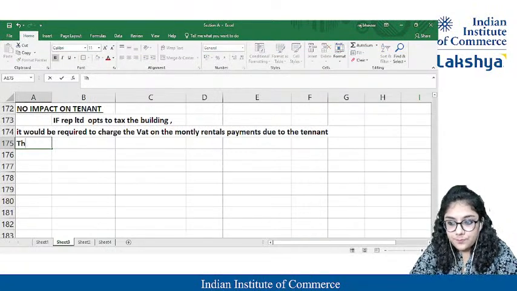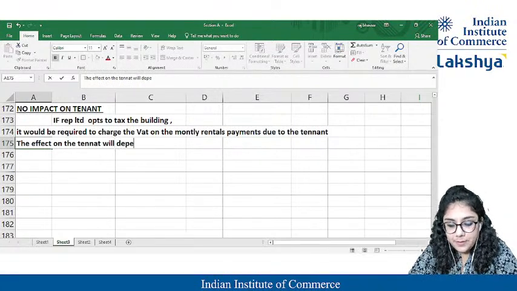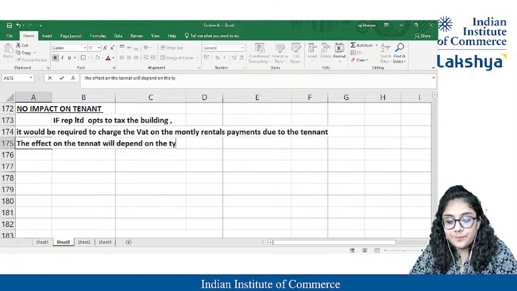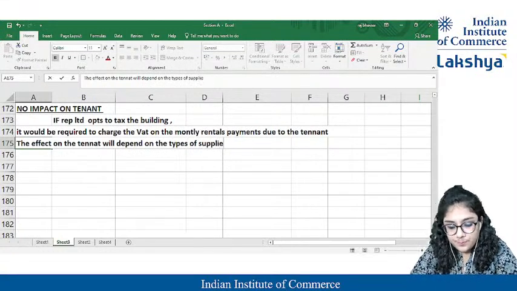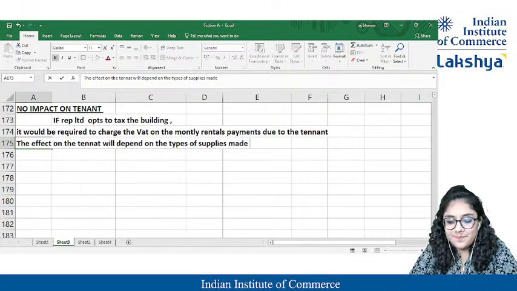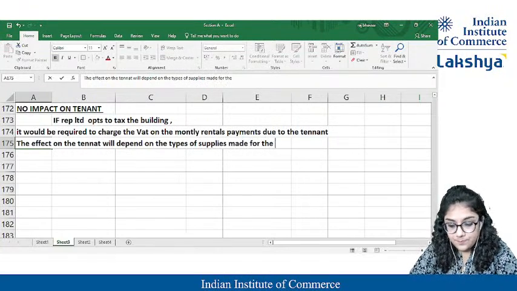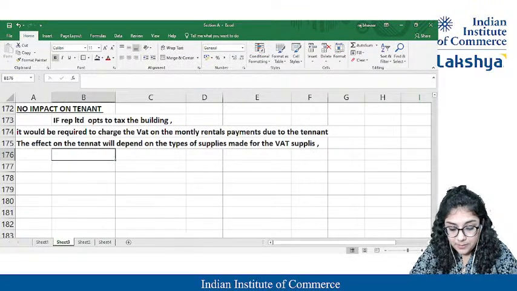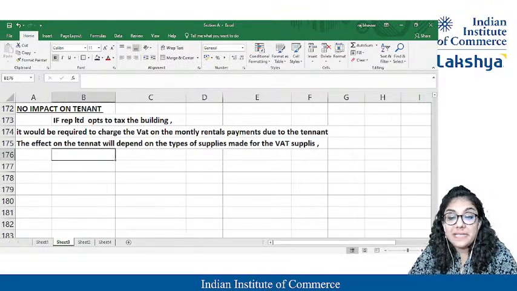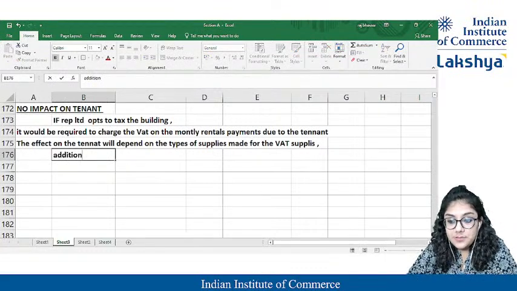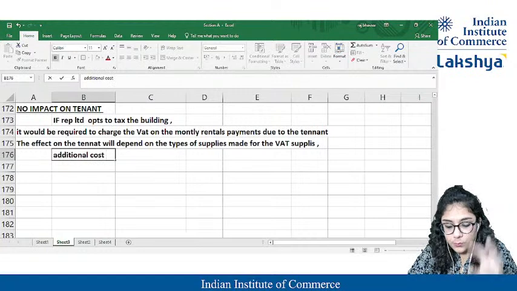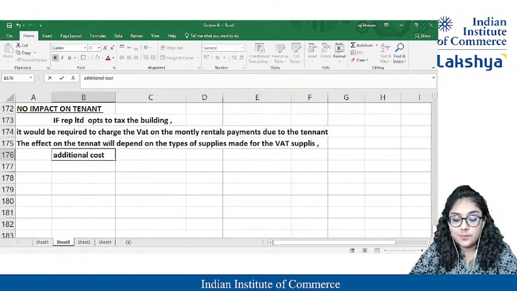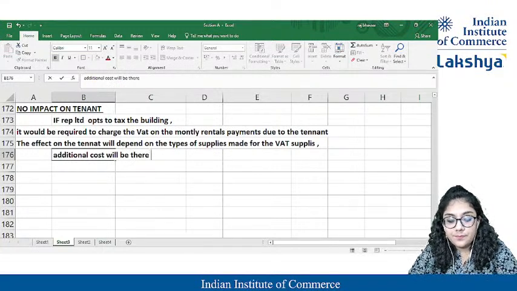The effect on the tenant will depend on the types of supply made for VAT purposes. Isn't it? There could be two things that can happen. If the tenant is not able to recover the VAT, then maybe he has to pay some additional cost, which may mean that the rent will be higher. So additional cost will be there for the rentals.